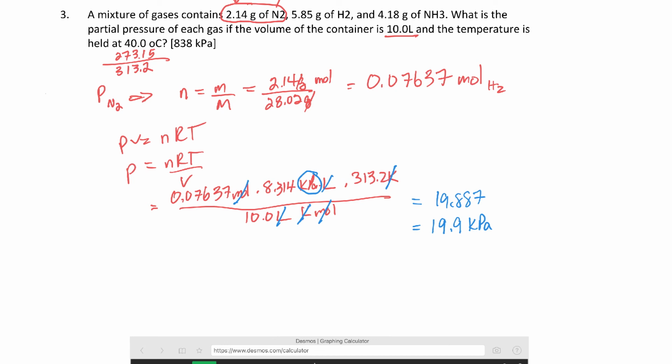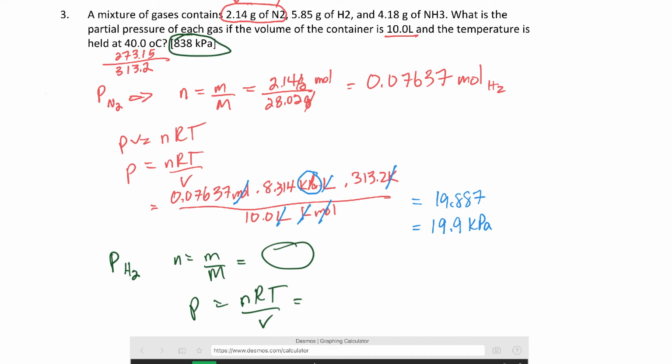Now what I would do is go and do the next one. For the pressure due to hydrogen, I'll first find moles, mass over molar mass. That'll give me my moles, and then I'll use my manipulated PV equals nRT formula, plug in my new number of moles, and solve for that pressure. In the end, this total number is the sum of those three. So it'll be this number plus the number you get from hydrogen plus the number you get from ammonia. All right, hopefully that helps you with those questions.